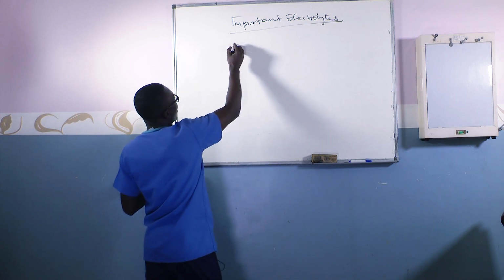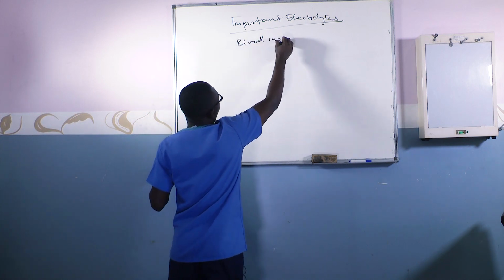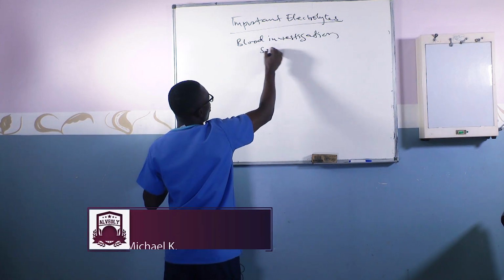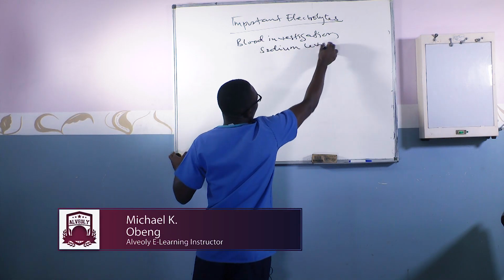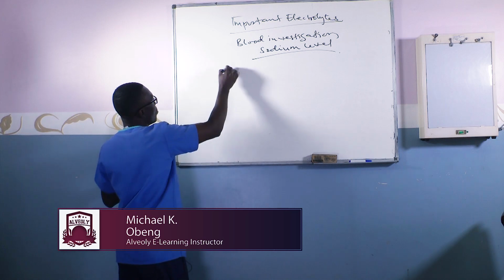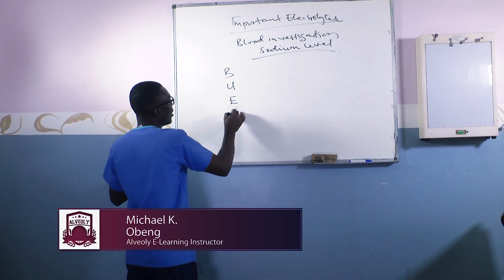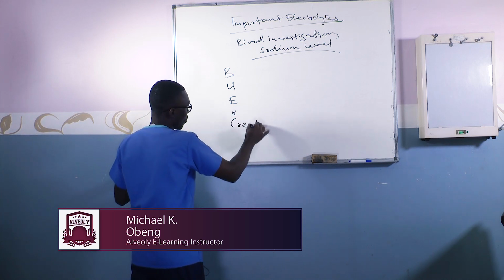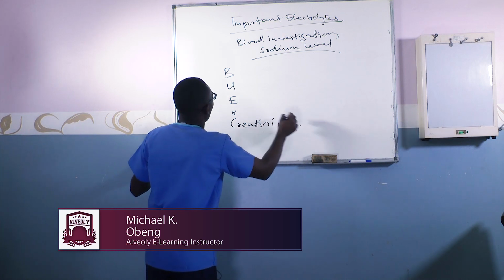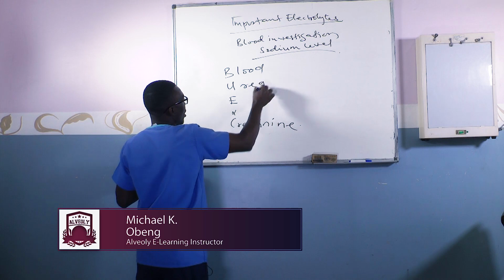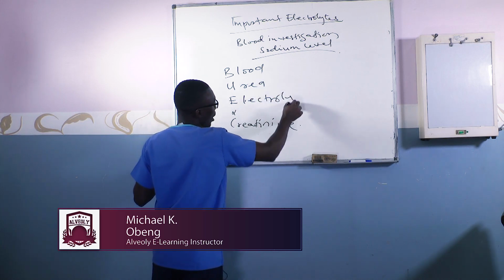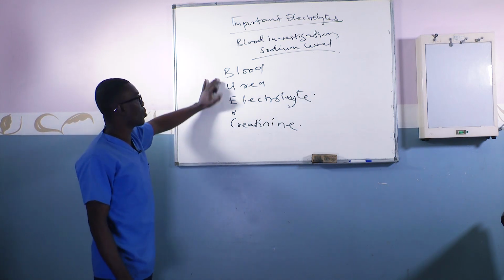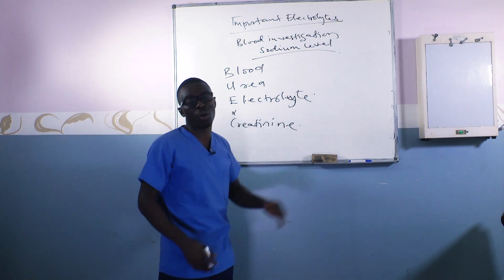So before that, let's look at blood investigation that will help us to know our sodium level. We call it BUE, and creatinine. So blood urea, and this one represents electrolytes. I don't know whether you've seen the doctors writing this investigation. So blood urea electrolyte. From the electrolyte, we can know our sodium level.